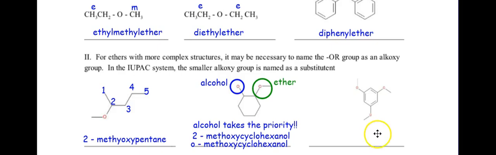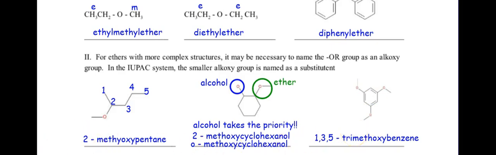So what about this one over here? All right. I see 3 different ether groups. So I'm going to call this 1,3,5-trimethoxybenzene. Now, why is it a phenyl group? Well, because the benzene is the main thing. It's not a side chain. The methoxy groups are your side chains.